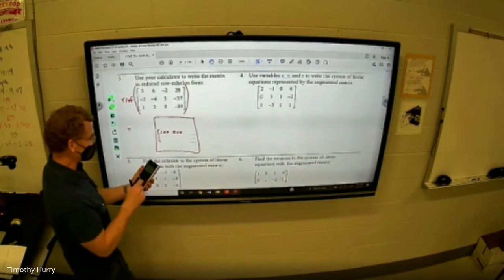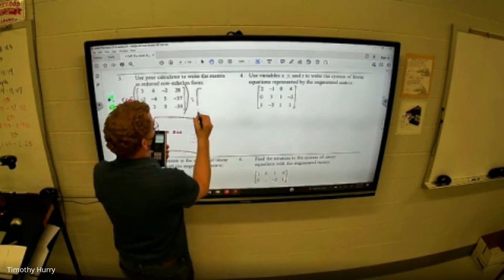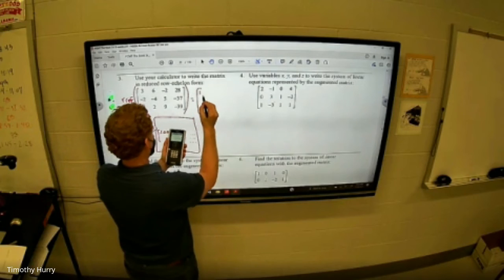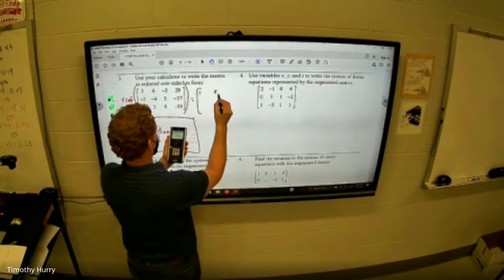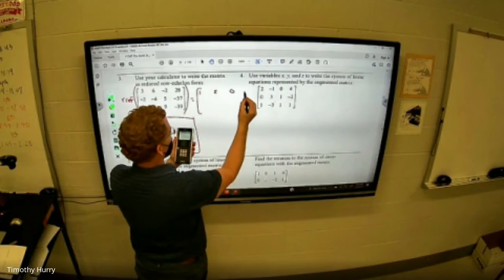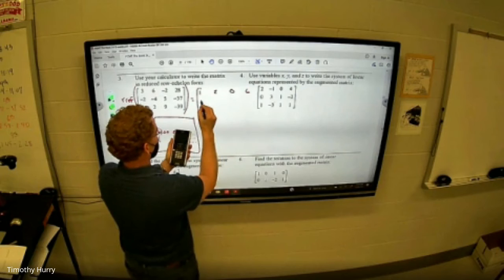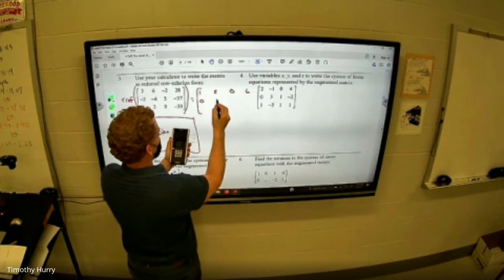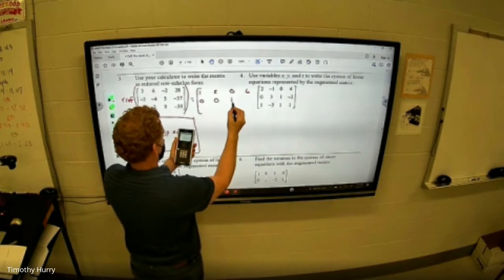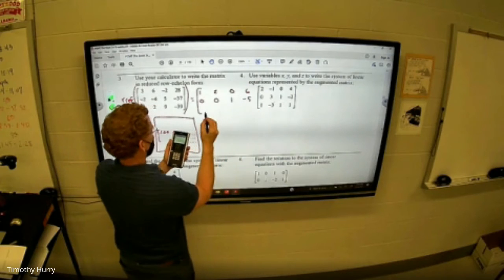So because mine spit out this, it spit out 1. Oh, this is a weird one. Check out. Let me talk about this. 1, 2, 0, 6. Why isn't that a 0 right there? But then it spit out 0, 0, 1, negative 5, and then it did this.